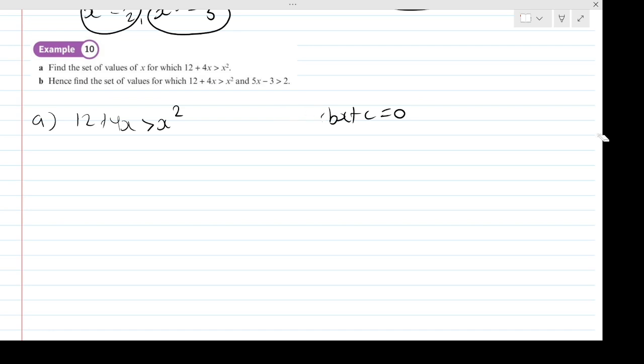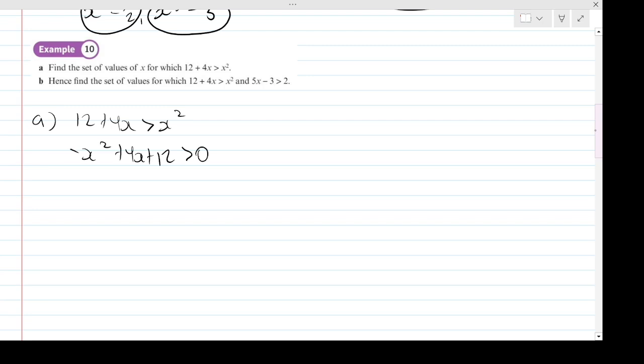Exact same mechanism here. We want this inequality to fundamentally be less than or greater than or whatever, as long as there's a 0 on the other side. But this time we have an x squared, so all we can do is just move it to the left. So if you subtract x squared, we get minus x squared plus 4x plus 12 is greater than 0 now. Cool.